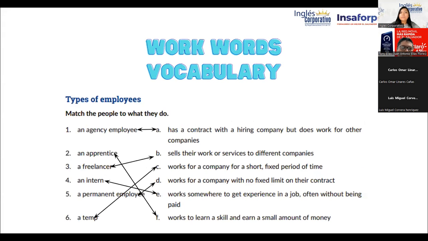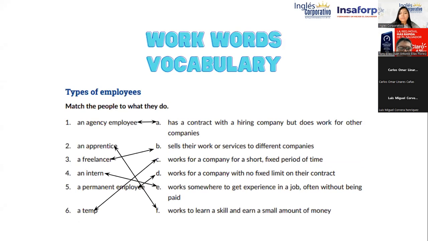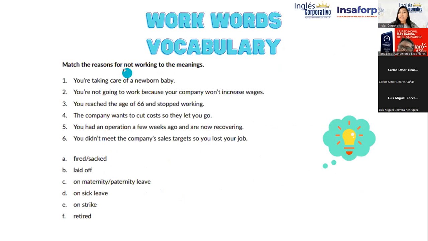Letter D: work for a company with no fixed limit on their contract. Contract, correct. That means permanent, right? Okay, very good. Excellent. That's the way that you need to use your critical thinking. Very good. Now, let's move.